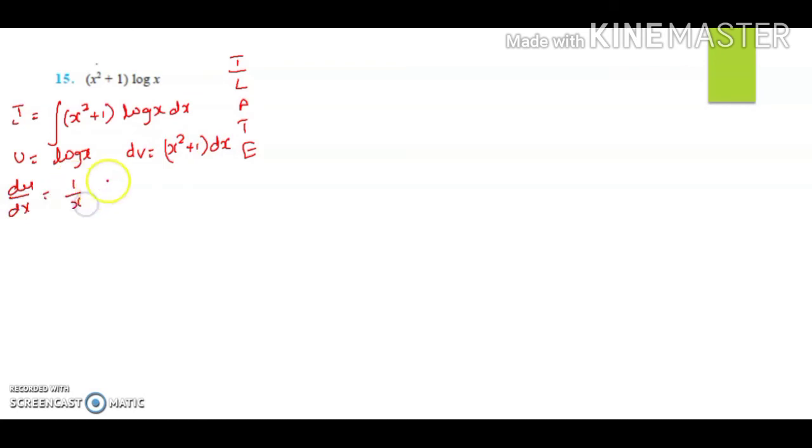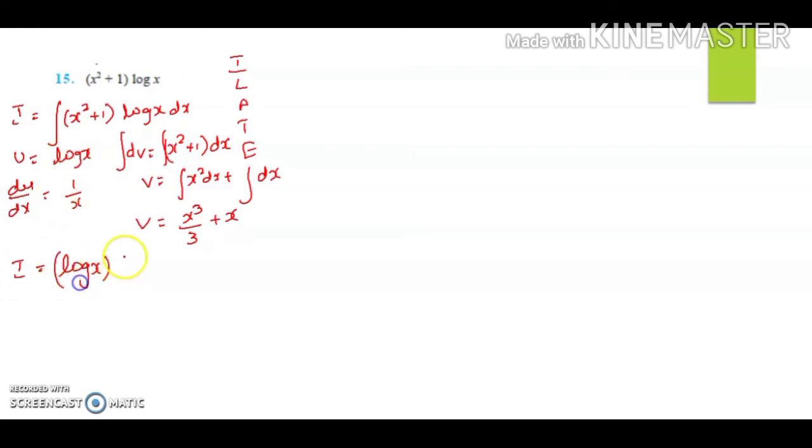So du by dx equal to 1 by x and v is equal to, here we just split the integral, x square dx plus integral dx. So this is equal to x cube by 3 plus x. So I value will be uv. So u value is log x, v value is x cube by 3 plus x, minus integral v du. V value is x cube by 3 plus x, du value is dx by x, that is 1 by x into dx.